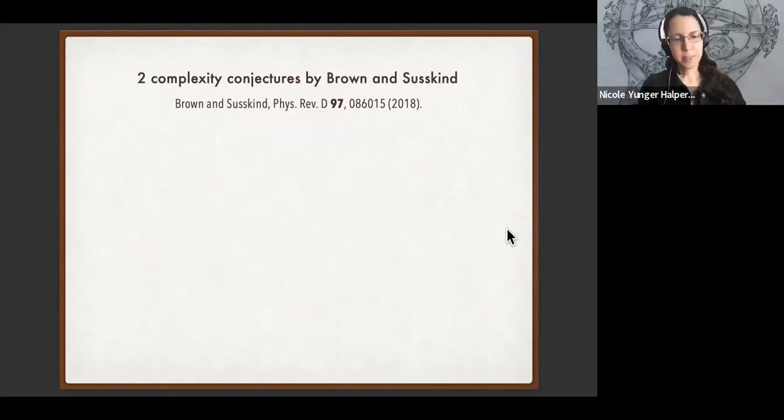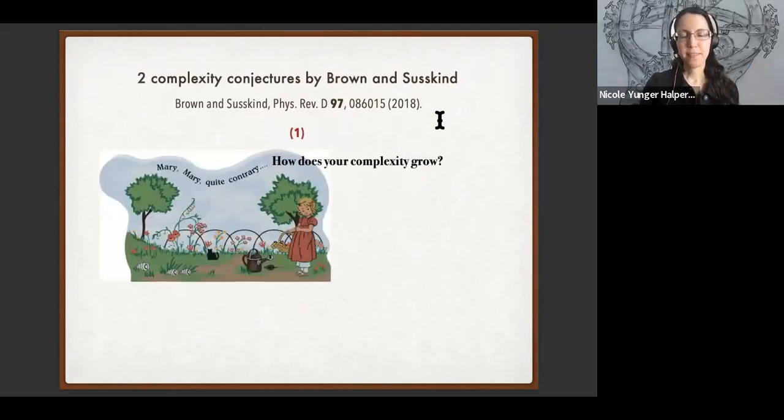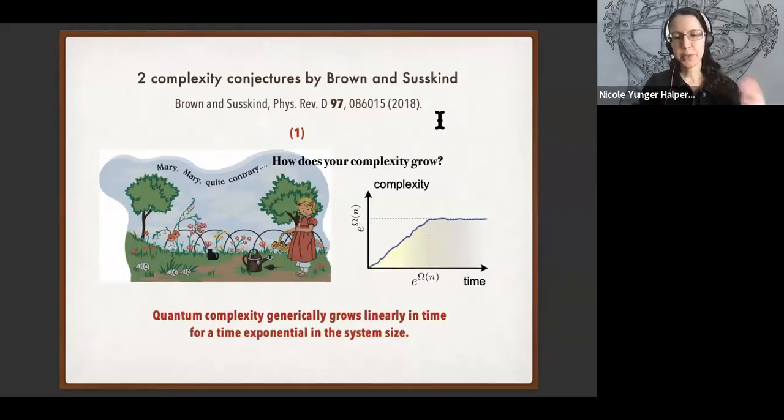This background, and in particular the high energy theory portion of it, motivated Adam Brown and Lenny Susskind to write this paper, which contains some prominent conjectures about complexity. The first conjecture is an answer to the question, "Mary, Mary, quite contrary, how does your complexity grow?" The conjecture is that under some typical random dynamics, the quantum complexity is expected to grow linearly in time for a time that is exponentially large in the system size.